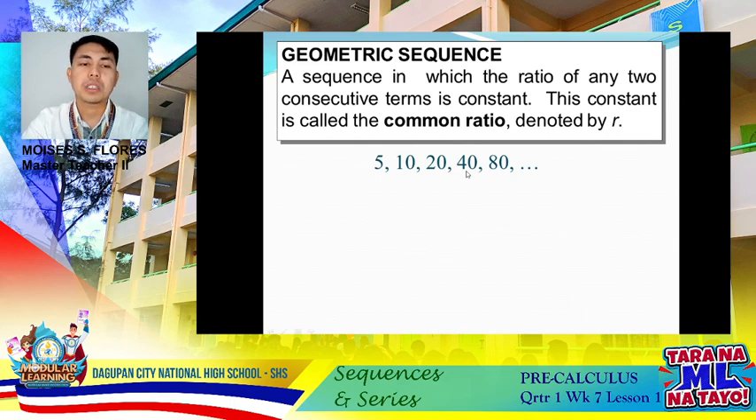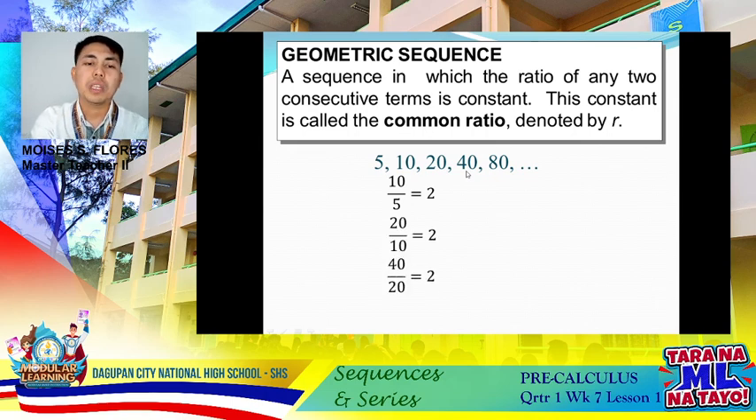Let's try 10 over 5, which is 2. 20 over 10 is 2, 40 over 20 is 2, and 80 over 40 is 2. Therefore, our r is 2. The common ratio there is 2.